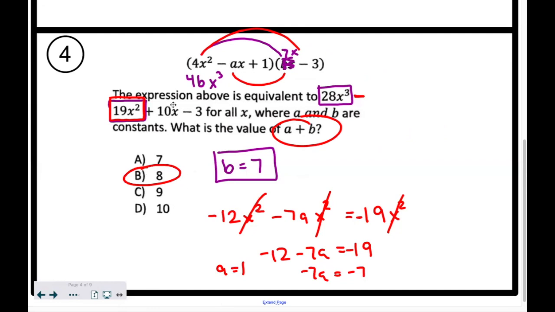You could have done it with the 10x. You could have just multiplied only the terms that would have given you an x and made that equal to 10x. So you could have picked either one. If you want to, you can just do all the multiplication out if that's easier for you to see. Just trying to show another way where you don't have to do all of the work. You just pick out the pieces that you think you would need to get the answer.